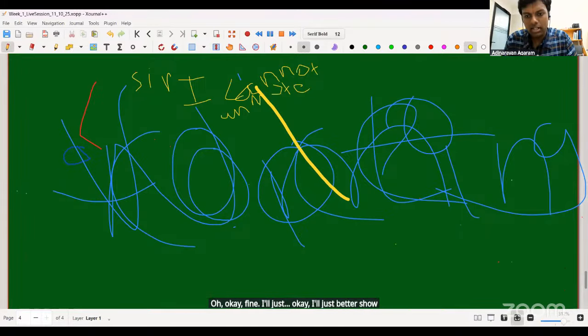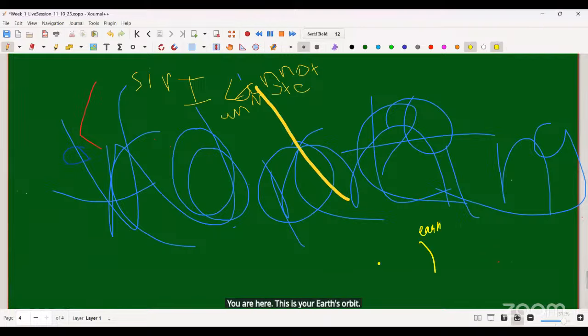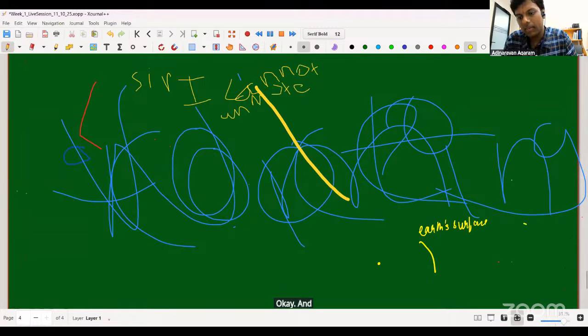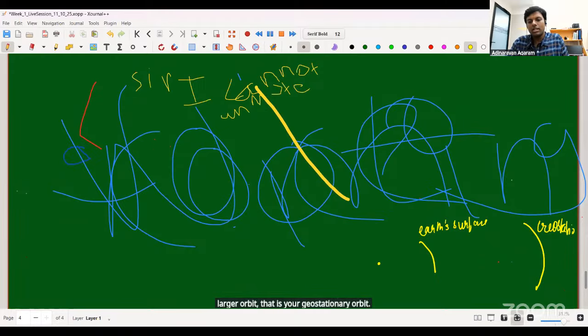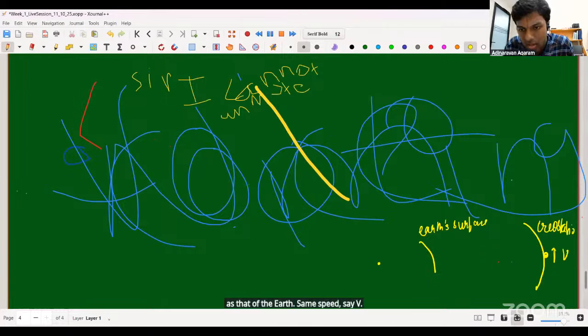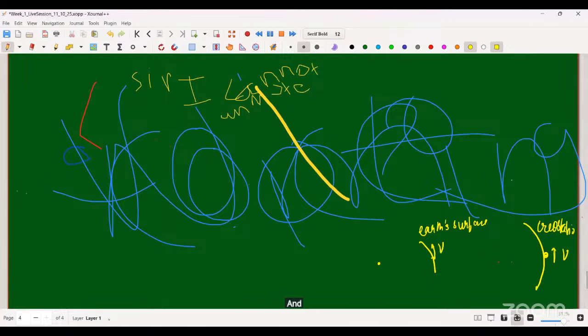I hope you're able to see this. So say you are here. This is your Earth's orbit, Earth's surface. And this is your larger orbit. That is your geostationary orbit. Now, if the satellite here is traveling with the same speed as that of the Earth, same speed say V. And you here are also going.